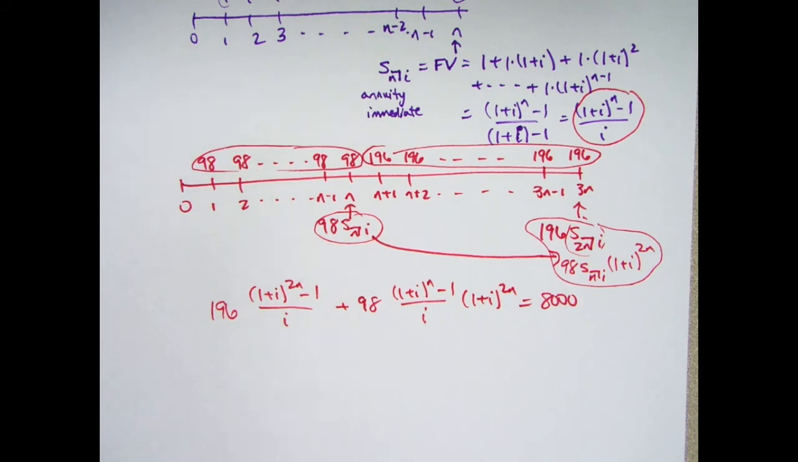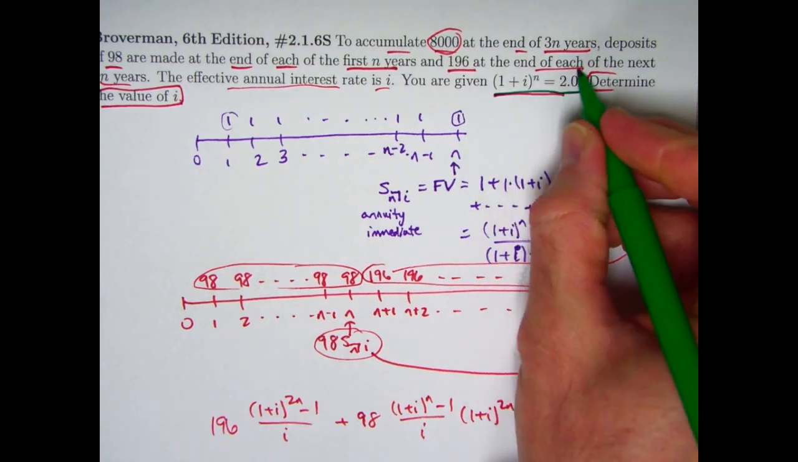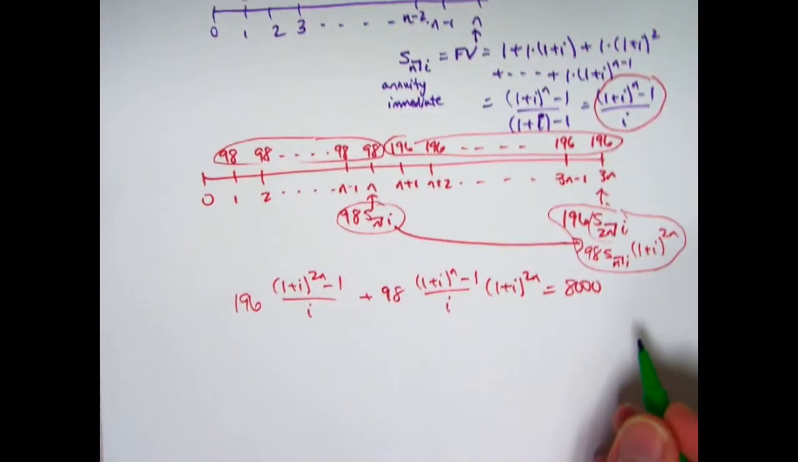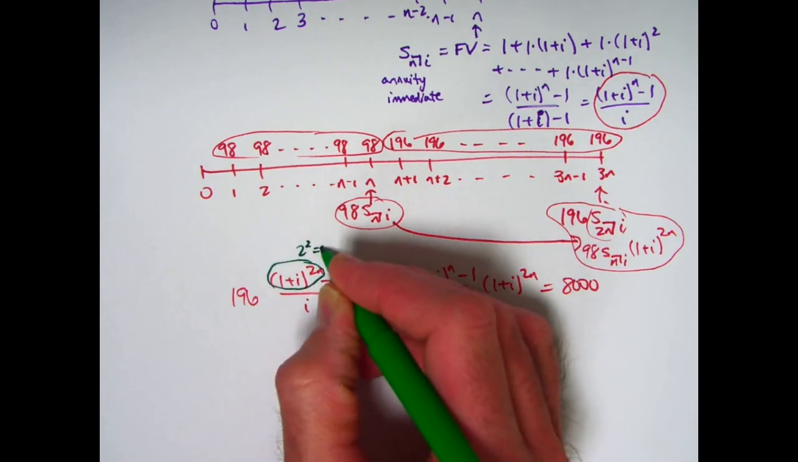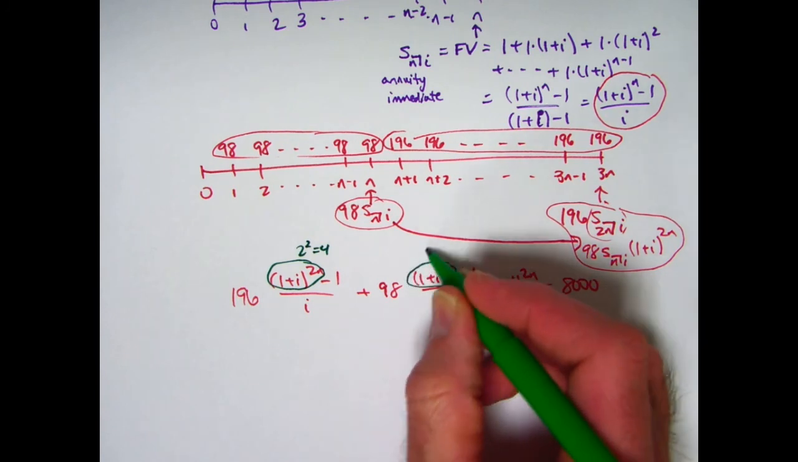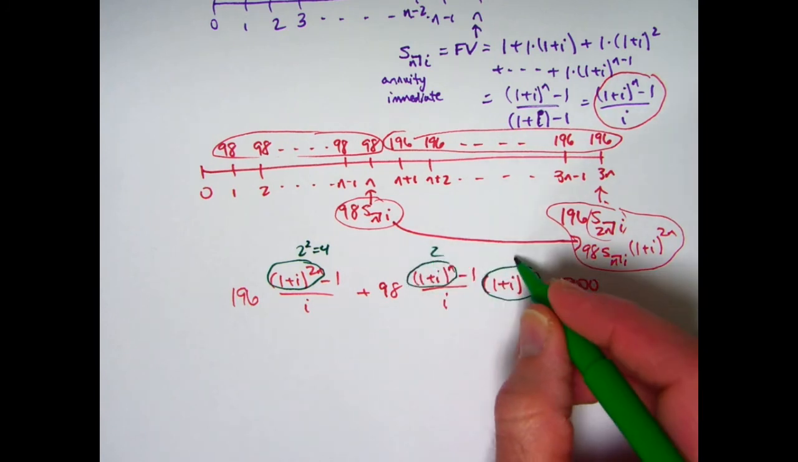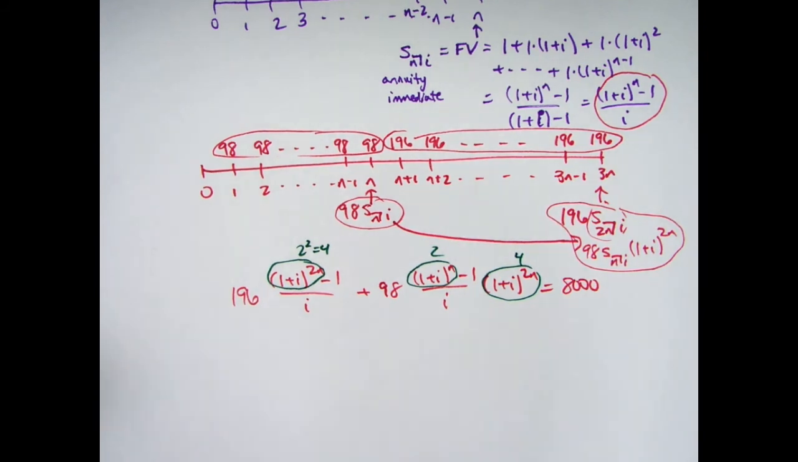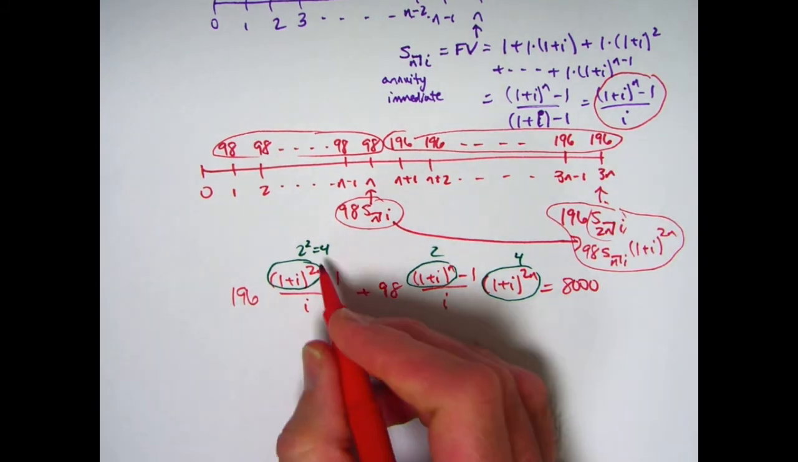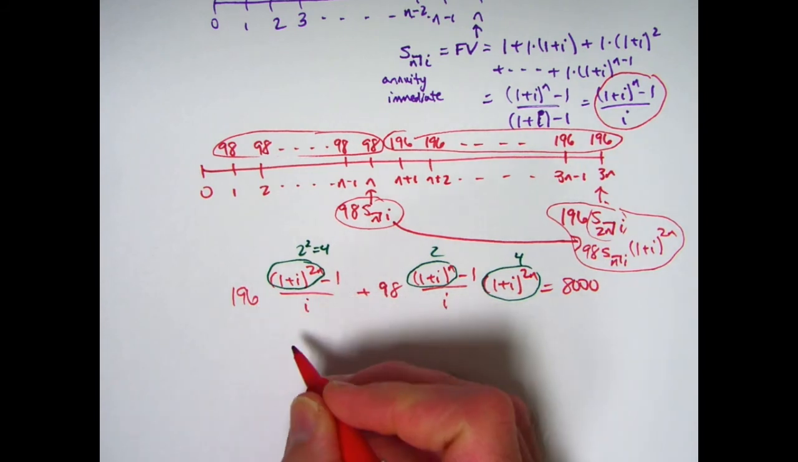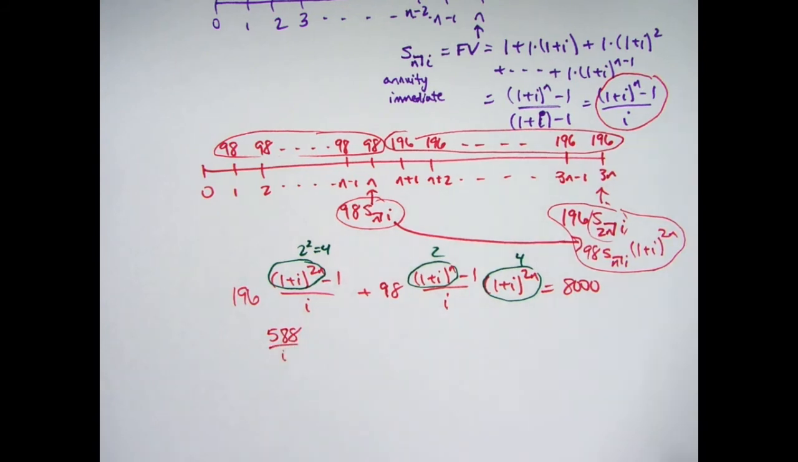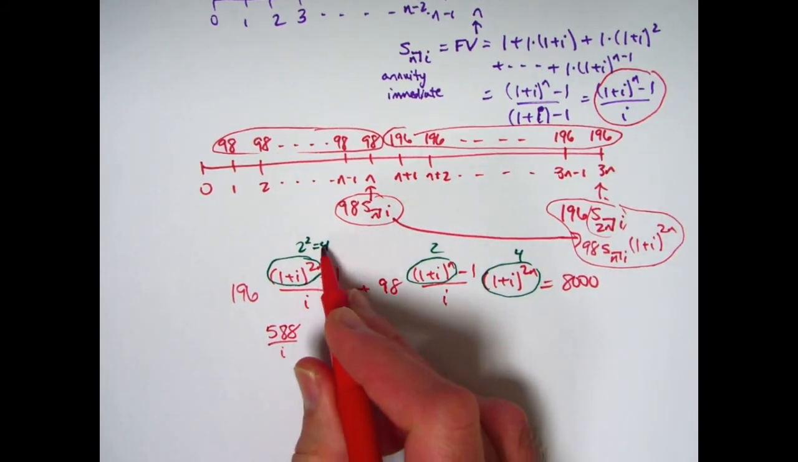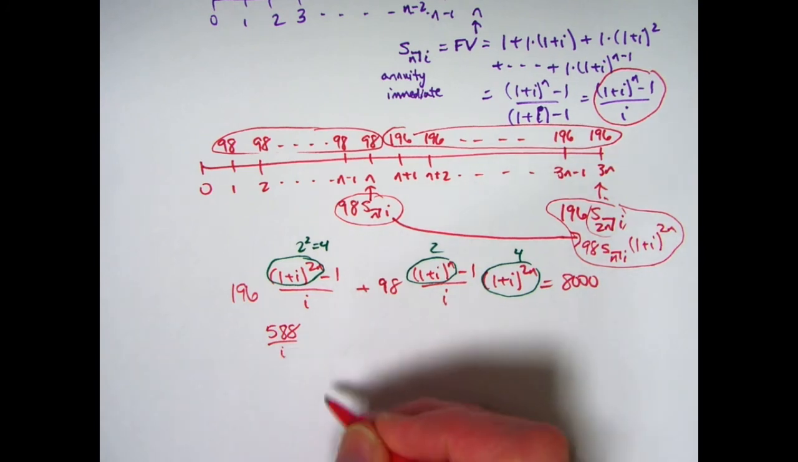Solve for i. We need to use one more piece of information. We need to use what we're given here, that 1 plus i to the n power is 2. Therefore, this is 1 plus i to the 2n power. That's going to be 2 squared is 4. This is going to be a 2. This is going to be a 4. And so we can simplify this a bit. 4 minus 1 is 3. 3 times 196, that's going to be what? 588. 588 being 3 times 196, the 3 coming from 4 minus 1, over i.